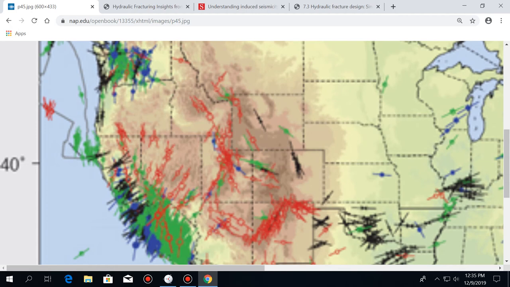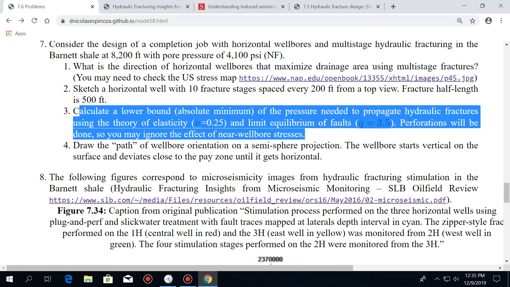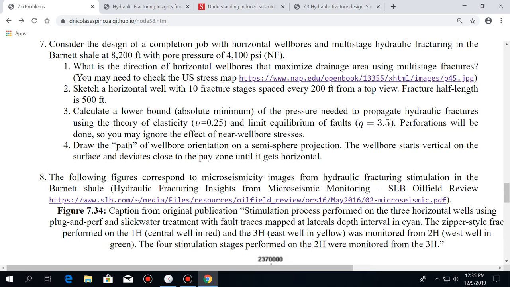And the second part of the problem is about calculating the minimum pressure required to open this wellbore, a lower bound. And remember, this is one of the main things that I hope you remember from this class. The minimum pressure required to open a hydraulic fracture is going to be the minimum principal stress. The minimum principal stress that we calculated either with the Poisson ratio method, with sigma 3 equal to Poisson ratio divided by 1 minus Poisson ratio times the effective vertical stress, or with the other method of equilibrium of faults, that for normal faulting, sigma 3 would be sigma 1 divided by the parameter Q.